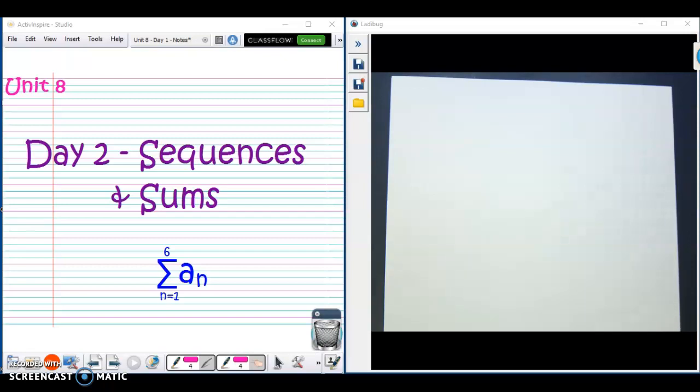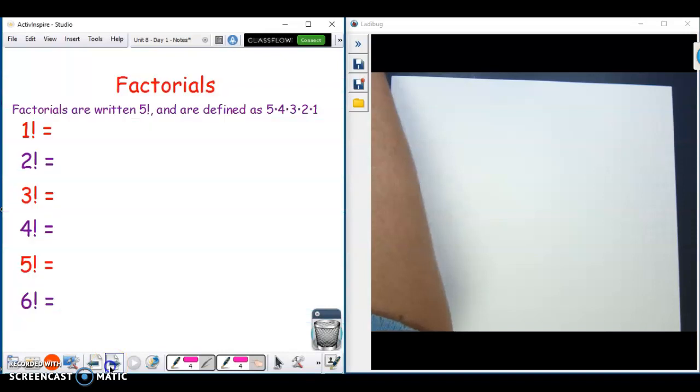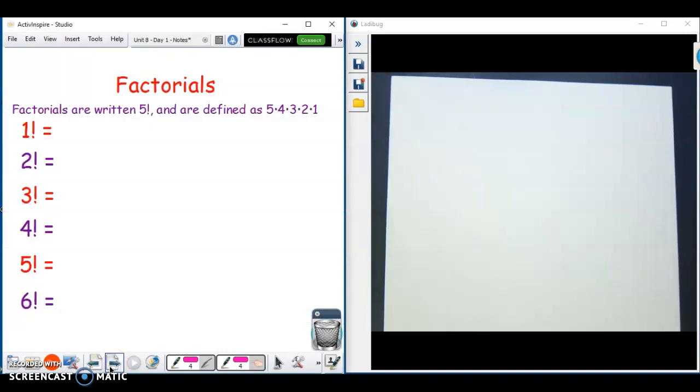Alright, so starting with day 2, we're going to be doing a continuation of what we did in day 1. So we're looking at sequences and sums. A sequence is going to be a list of numbers. When we start talking about sums, that's going to be adding our list, our sequence, our list of numbers, adding those numbers up. So first thing I want to talk about is reviewing or learning factorials if you've never worked with factorials.